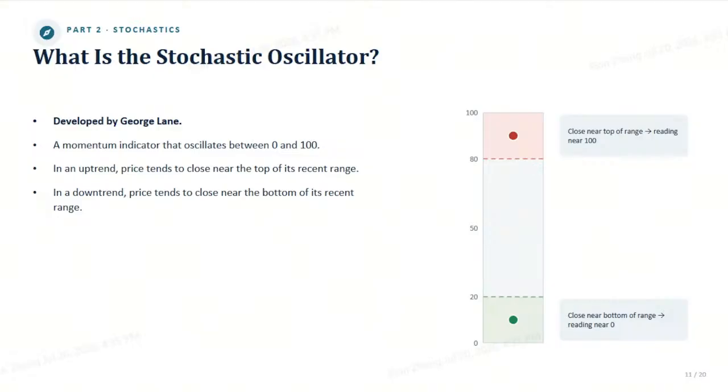A reading near 100 means price closed near the top of its recent range. A reading near 0 means it closed near the bottom. That's the whole concept in a nutshell. Stochastics isn't measuring price itself, it's measuring where within its recent range the price is closing, which turns out to be a really useful proxy for momentum.